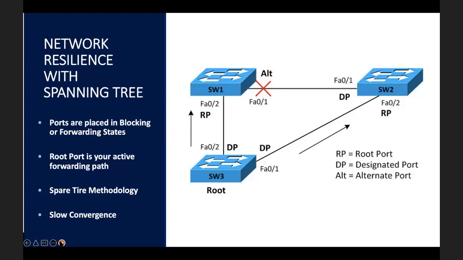So in this case, if switch 2 were to go down and you need to get traffic to switch 1, that would be almost immediately opening up the path to get to switch 1. If the link failed between switch 3 and switch 2, and you can no longer reach that destination, the port on FA01 on switch 1 would move from an alternate or blocked state to a forwarding state, and your path around the network would go from switch 3 to switch 1 and forward the traffic over to switch 2.